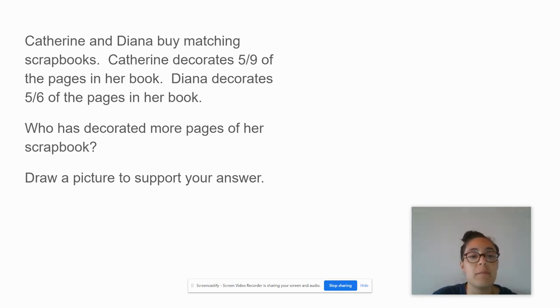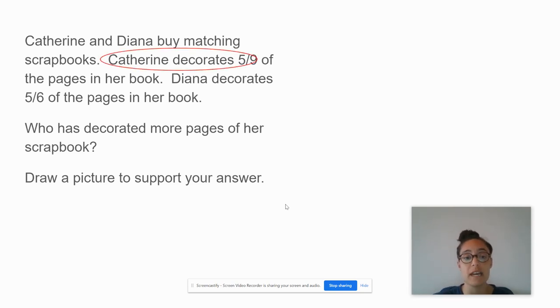So Catherine and Diana buy matching scrapbooks. Catherine decorates 5/9 of the page in her book. Diana decorates 5/6 of the pages in her book. Who has decorated more pages of her scrapbook? So I want you to draw a picture to support your answer. So pause right here, do this on your own, and then come back and check with me.